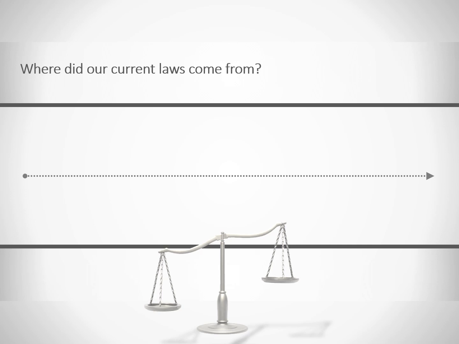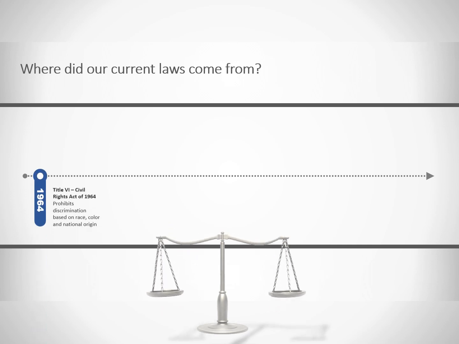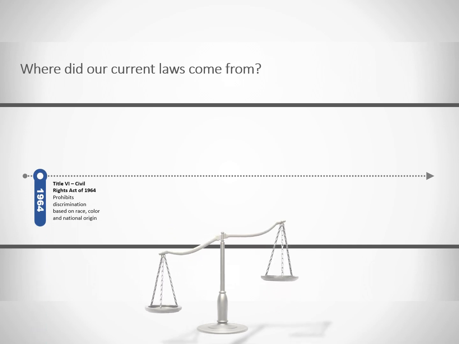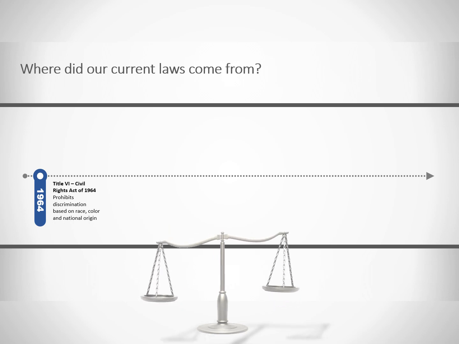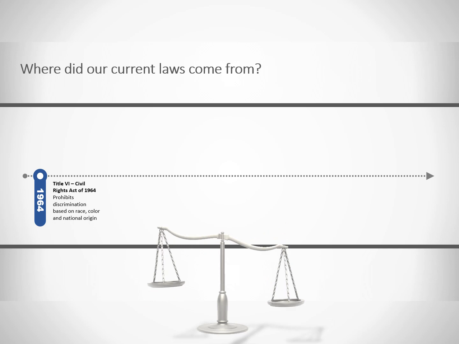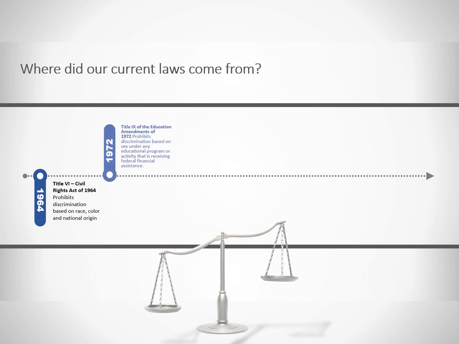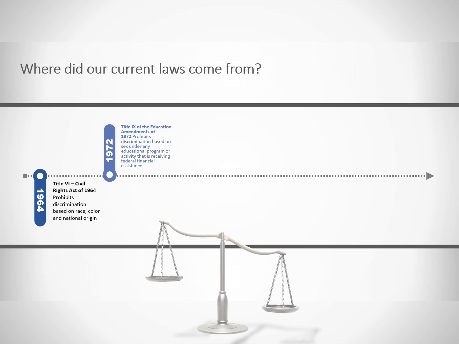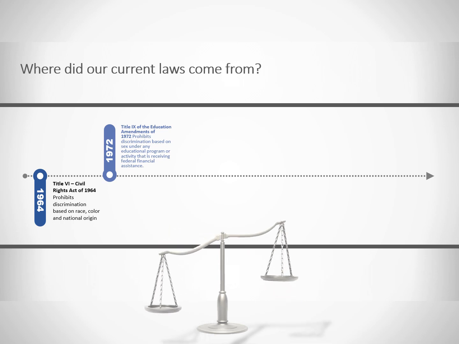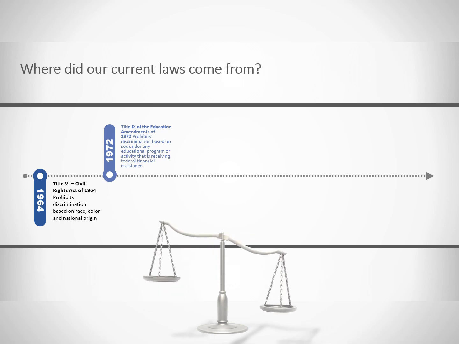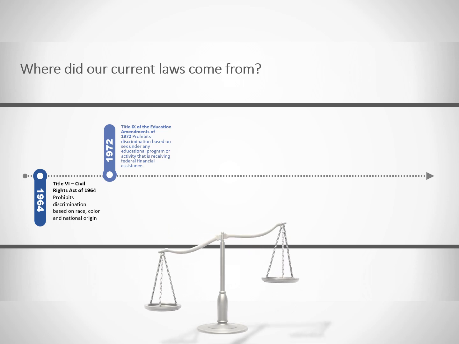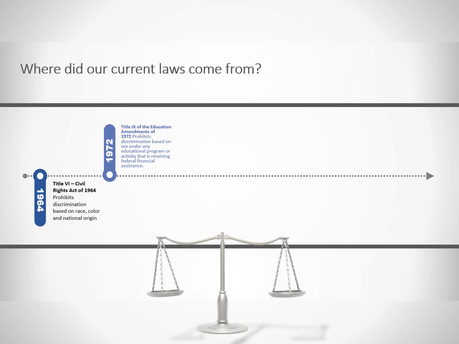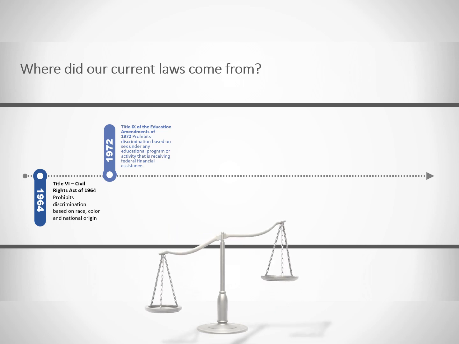Where do our current laws come from? In 1964, Title VI of the Civil Rights Act of 1964 prohibits discrimination based on race, color, and national origin. In 1972, Title IX of the Education Amendments of 1972 prohibits discrimination based on sex under any educational program or activity that is receiving federal financial assistance.